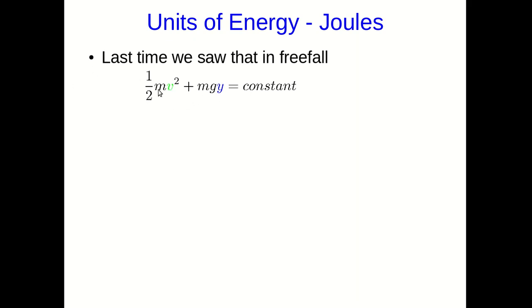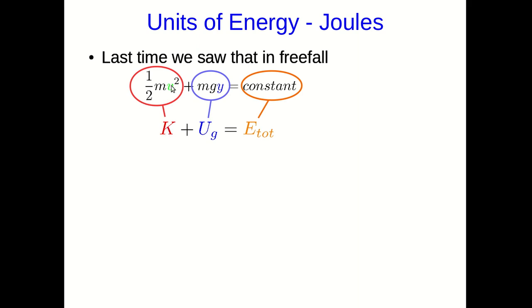At the end of the last lecture we saw that this funny expression, half mv squared plus mgy, turned out in free fall to be constant. And so we identified this constant as our total energy, and this piece, the half mv squared, is our kinetic energy, the energy of motion, and this mgy is an energy of height, our gravitational potential energy.